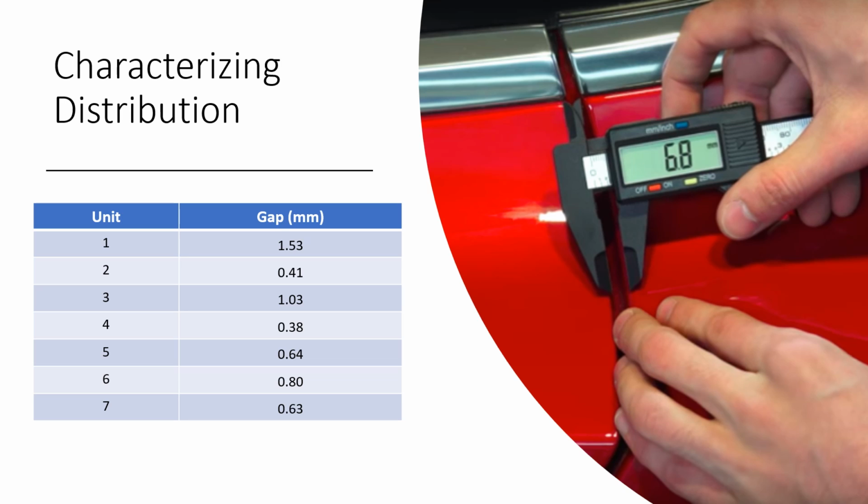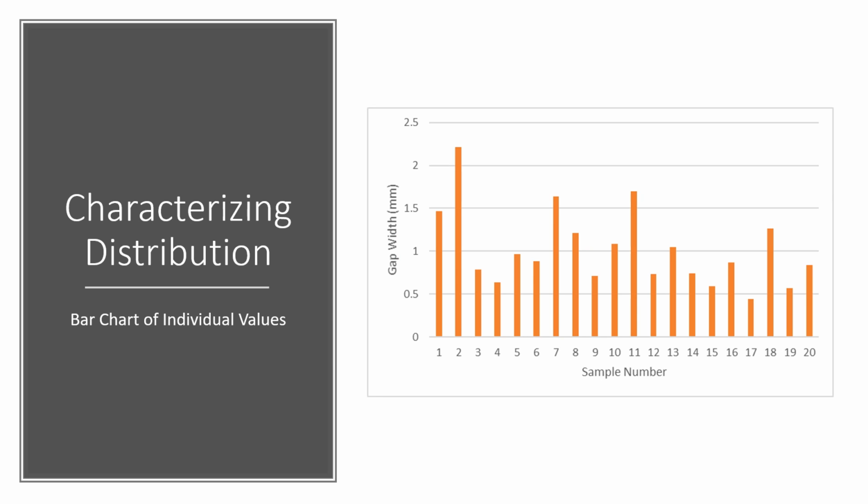Now imagine that we have 7 cars and we measure 7 values, but imagine you have 100 values over 100 different cars. It gets difficult when you do that to really understand what actually is going on. What's going on with my data? So there are other approaches you might use, one of which would be just to create a bar chart of the individual values. In this case, you can see we have the 20 values along the horizontal axis, and on the vertical axis, we have the gap width.